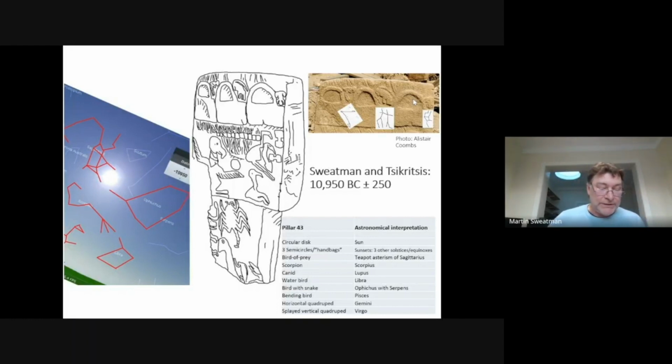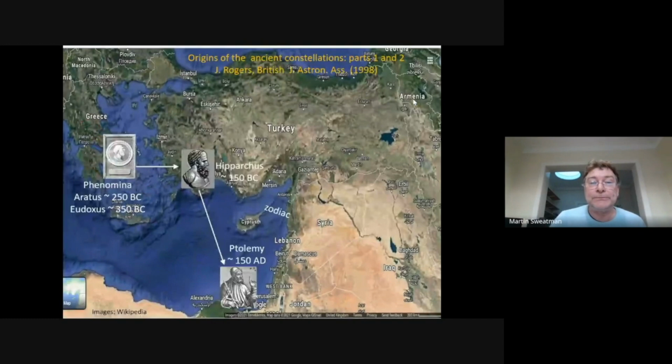Now, Gobekli Tepe's excavators wrote a response to our 2017 paper where they strongly doubted that these animal symbols could symbolize constellations similar to the Greek ones. But they didn't provide any evidence to support that view. It was just their opinion. So it's worth considering, what do we really know about the origin of the Greek constellations? So what are the facts?